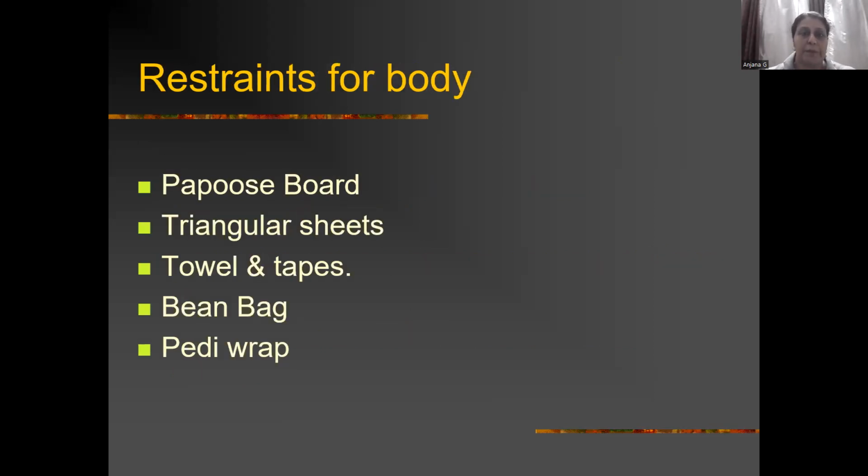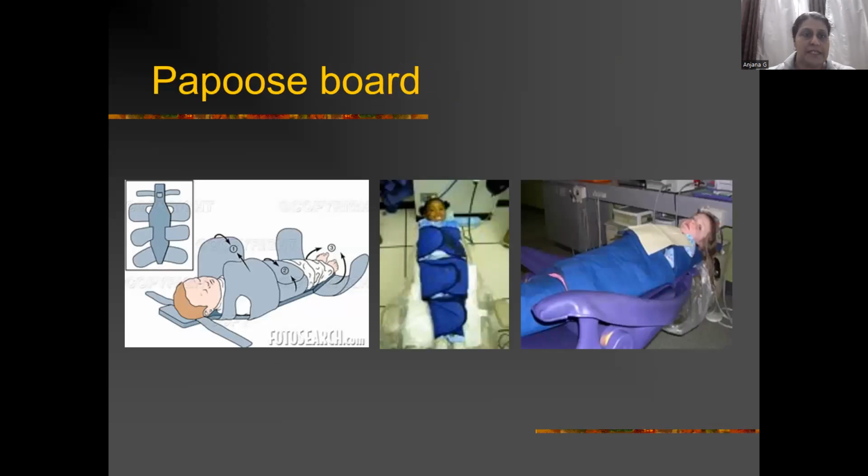Restraints for the body can be papoose board, triangular sheets, towel and tapes, beanbag, or a pedi wrap. A papoose board is a custom-made board which is available in different sizes for different size children. It straps the child up in the board. The picture is shown here. The child will not be able to move his hands or legs in a papoose board. But papoose board definitely needs some amount of cooperation from the child. He or she should be willingly lying inside the papoose board.